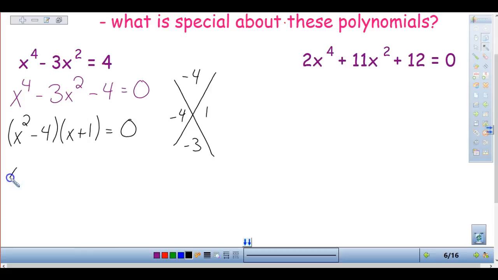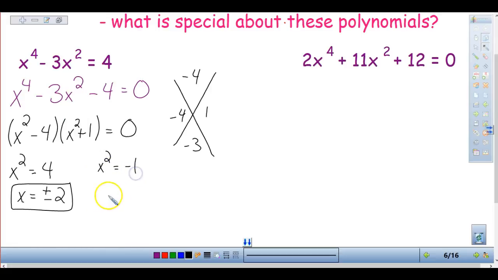And now we solve this. X squared equals 4. So x is going to be plus or minus, don't forget that, the 2. Here we'll have x squared equals -1. Take the square root of that, and you will get plus or minus 1i because of the negative. Okay, so there we go.